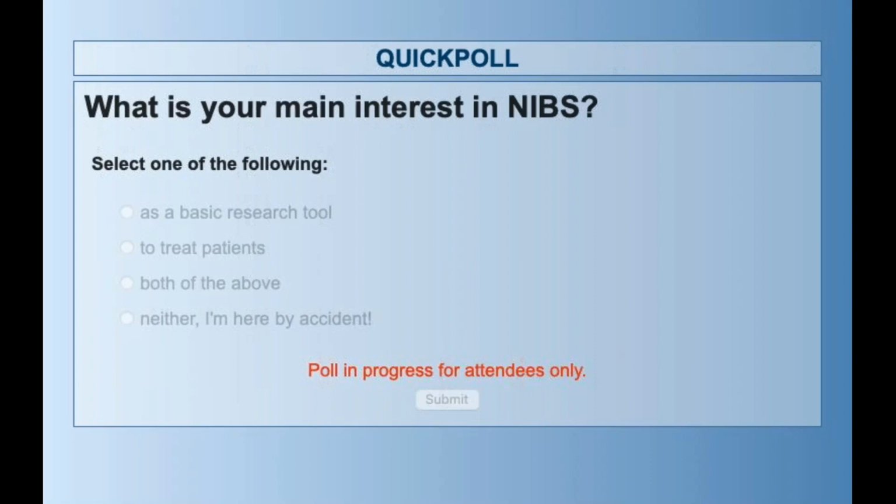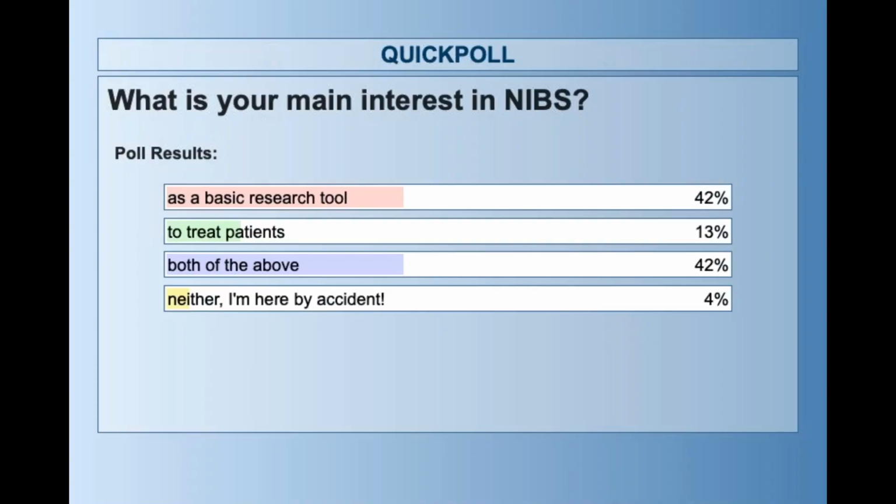As you were speaking, actually more than 85% of the participants already voted. Now 90%. I close the poll and share the results. 42% selected a basic research tool. Another 42%, both above, 13% to treat patients, and only 4% neither. I'm here by accident. Well, that's interesting still. It's very interesting. So welcome to these 4% that are here by accident. Please stay with us. It could be interesting after all.